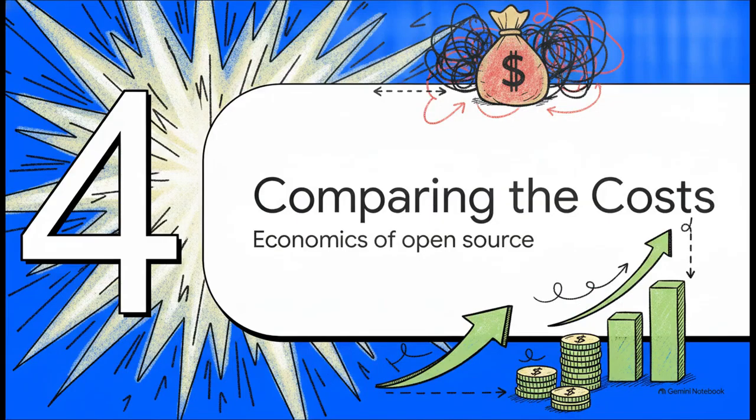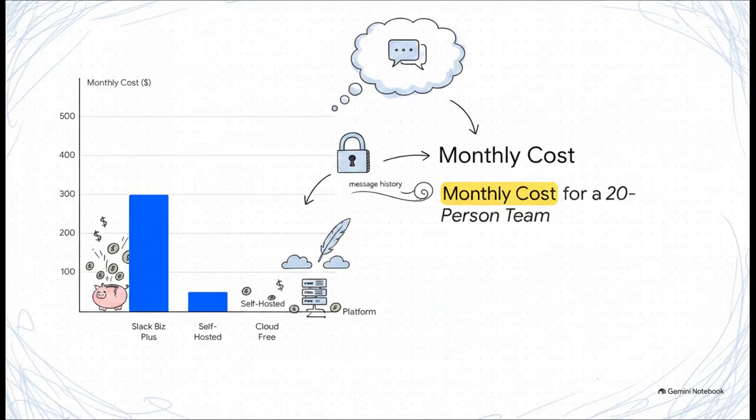Let's talk numbers in Section 4, comparing the costs and the economics of open source. The financial contrast here is honestly staggering. Paid alternatives like Slack can charge anywhere from $7 to $15 per user per month just to access your own message history. For a 20-person team on a Business Plus tier, you're looking at roughly $300 a month. Contrast that with self-hosting Zulip, which has zero licensing costs.